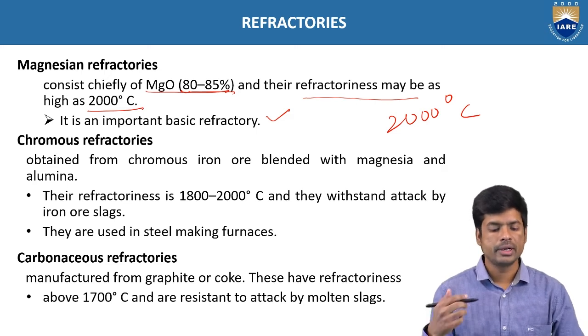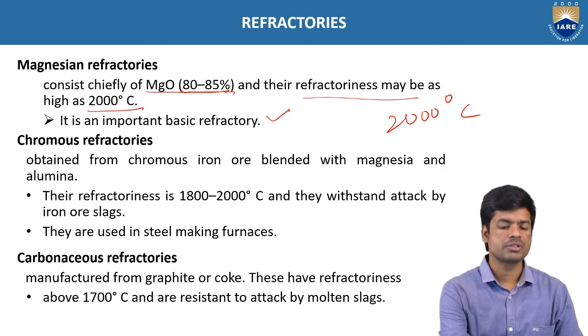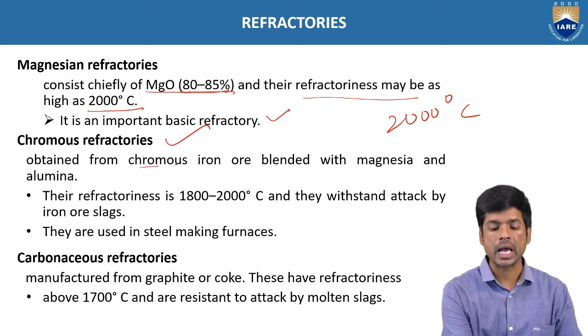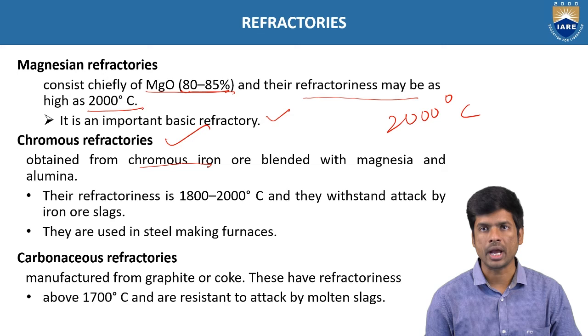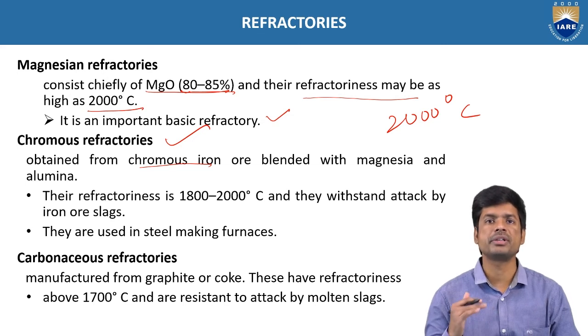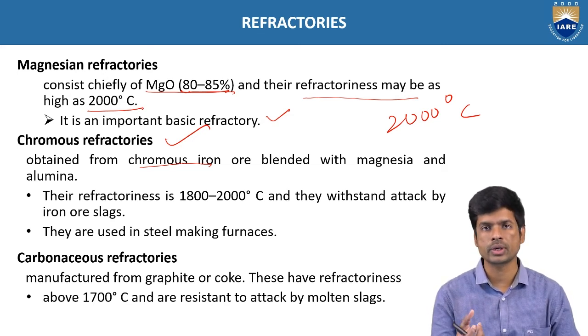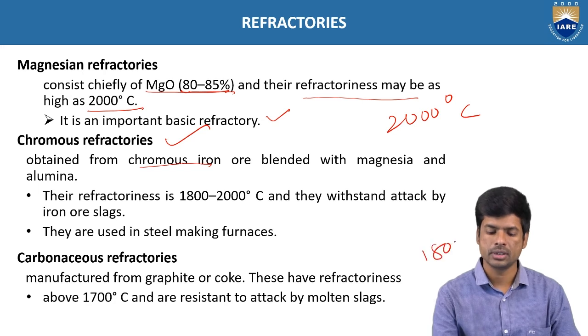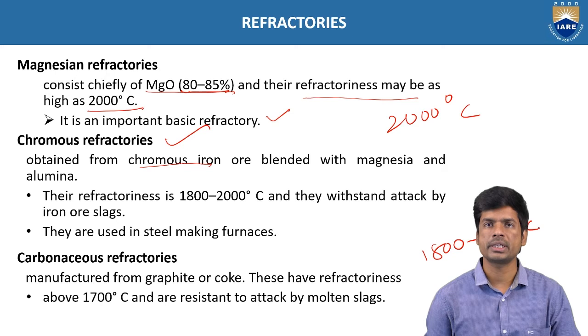Next, coming to chromite refractories. Chromite refractories are obtained from chromite iron ore, at varying temperatures. They have refractoriness of around 1800 to 2000 degrees Celsius. The refractoriness of chromite refractories is around 1800 to 2000 degrees Celsius.